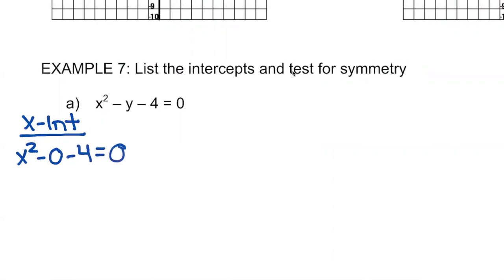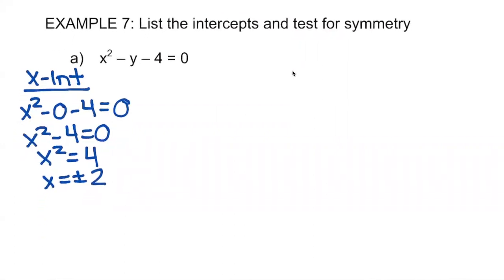So we're going to end up with x squared minus 4 equals 0. I'm going to add 4 to both sides. So I get x squared equals 4. I'm going to square root both sides, which means I have to take the plus minus of square root 4, which is 2. So my x-intercepts, which I must write as points, are 2, comma 0 and negative 2, comma 0.